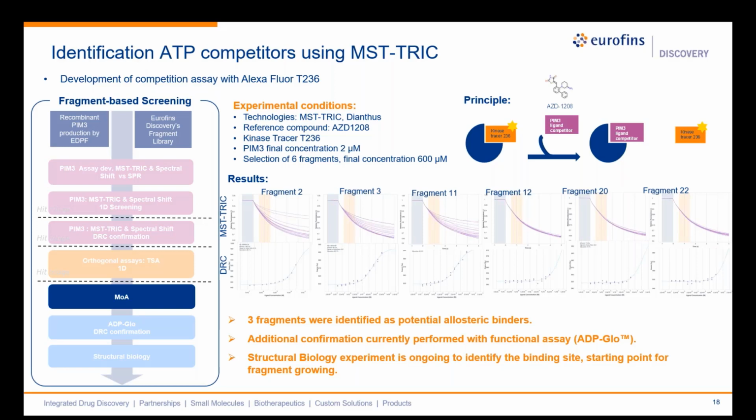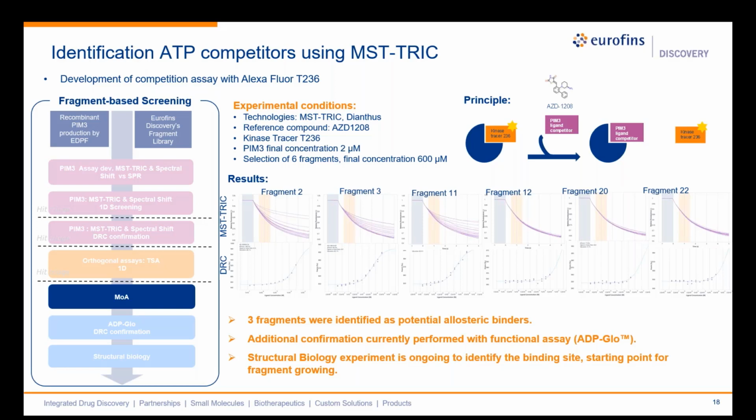And then competition for the ATP binding site was tested with a selection of 6 fragments and our positive control AZD1208. 3 fragments were identified as potential allosteric binders. They did not induce changes to the MST trick signal, and 3 fragments were identified as ATP competitors. It is interesting to note that many kinase tracers are commercially available for different kinds of kinase, allowing the identification of ATP binders for a large variety of kinases.